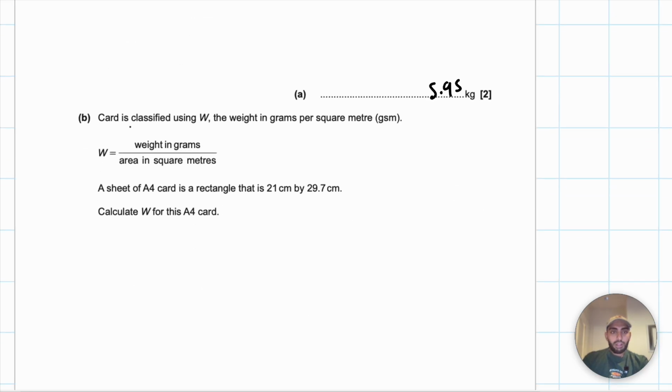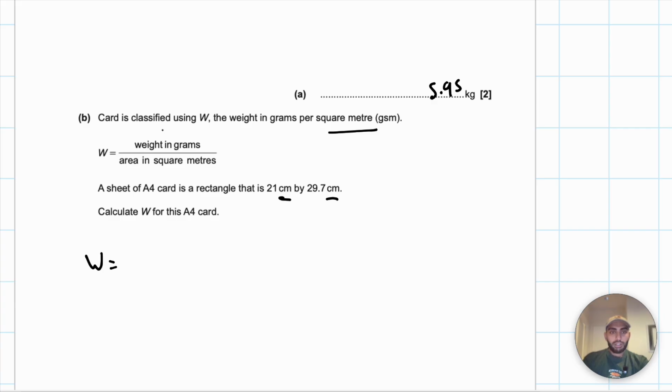Part B. Card is classified using W, the weight in grams per square meter. W is equal to the weight in grams over the area in square meters. That's just the formula that we're going to be using here. A sheet of A4 card is a rectangle that is 21 centimeters by 29.7 centimeters. This is in centimeters, but if we take a look at this, it's in meters. Calculate W for this A4 card.